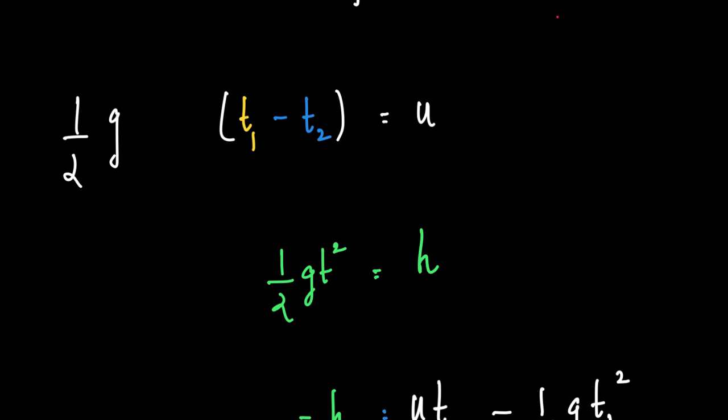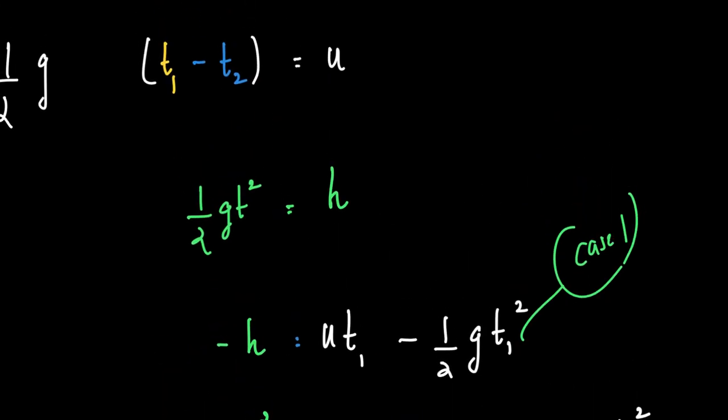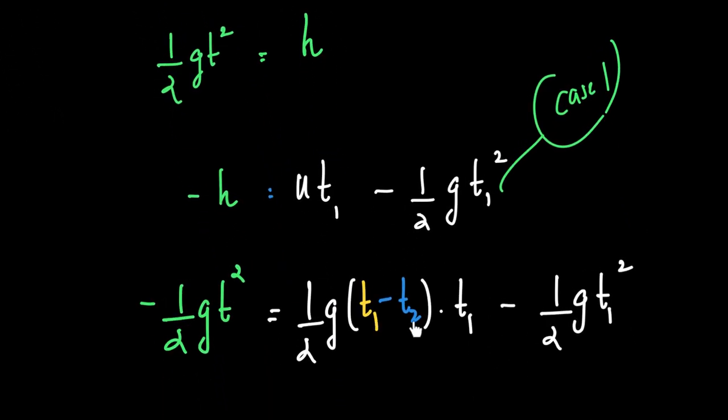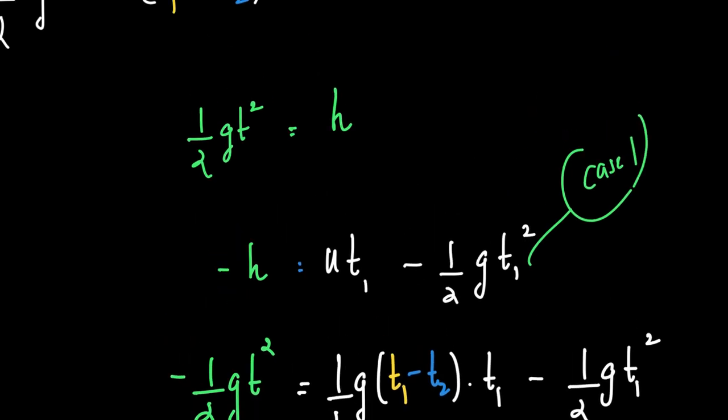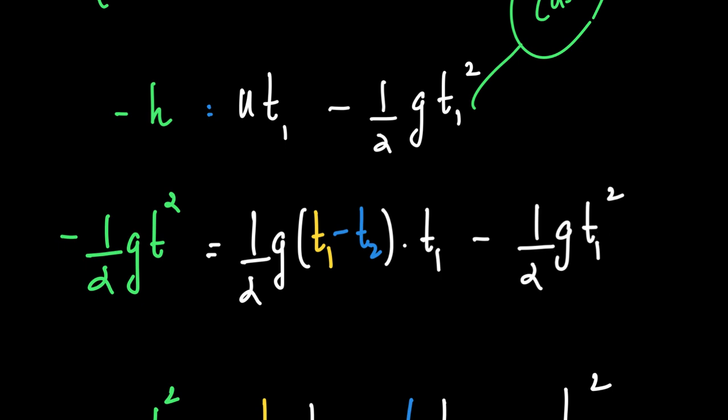From equation 3, h is equal to half g t square. So now we have got two variables, u and h, and we bring that back to case 1. When you substitute in case 1, minus h is minus half g t square. We have just derived u, which is half g into t1 minus t2. Is it negative or positive? Okay, that's positive. Into minus half g t1 square.